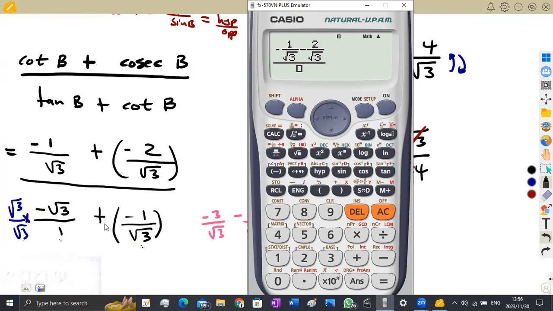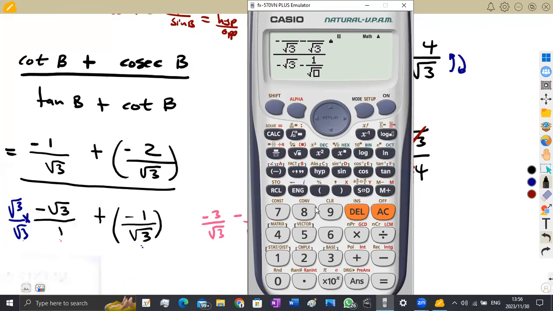Then we move on to the denominator. We've got minus the square root of 3. So that's minus square root of 3 in that case, all right? Plus and minus gives us a minus. So it's going to be minus 1 over the square root of 3, all right? So this is going to be a 1 here over the square root of 3.